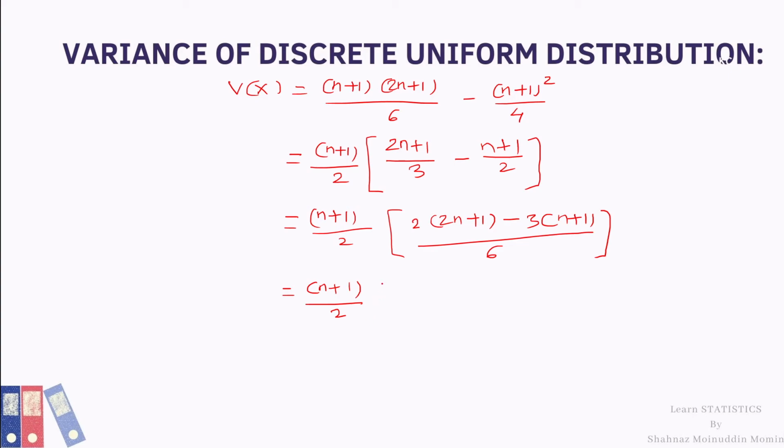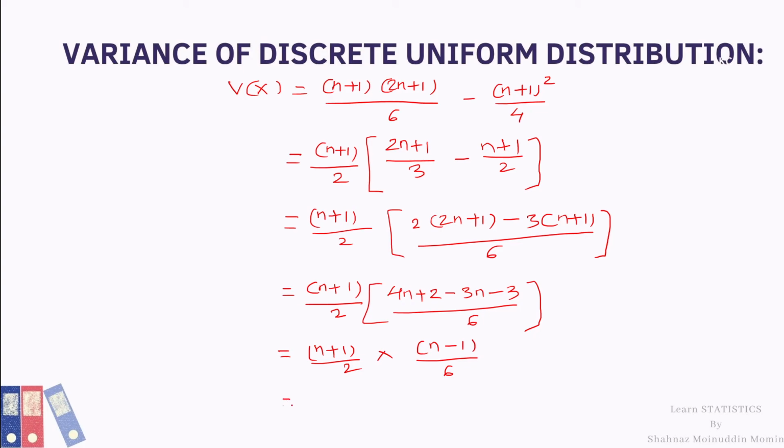By multiplying and simplifying we get (n plus 1) divided by 2 into (4n plus 2 minus 3n minus 3) divided by 6, which is equal to (n plus 1) divided by 2 multiplied by (n minus 1) divided by 6. So which is (n square minus 1) divided by 12. This is the value of variance of discrete uniform distribution.